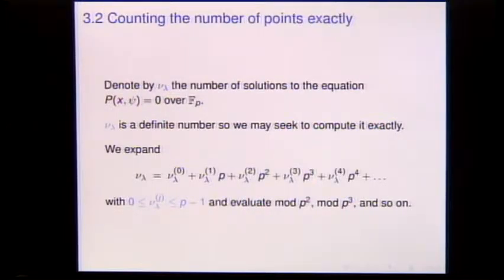Now, as I said, we want to count the points exactly, right? So we want to count this number exactly over F_p, right? So it's a definite number. So we expand, right? We have computed this number, and we can now compute the first correction and so on, right? These nu's, of course, will take values between 0 and p minus 1, and we evaluate to higher orders.